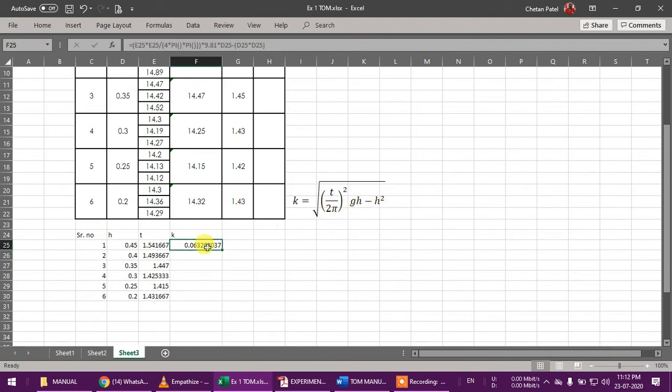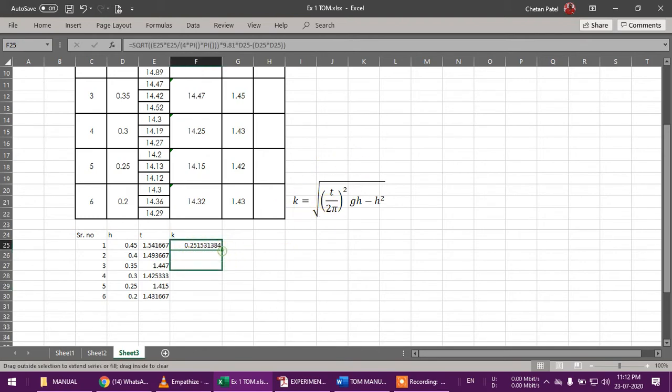Now we need to take square root of this, so again select this. For square root we need to put this entirely into a new bracket, so end bracket, and in starting we'll put starting bracket and we'll use the sqrt function, sqrt, and press enter. So this is the true value of k here as per this equation.